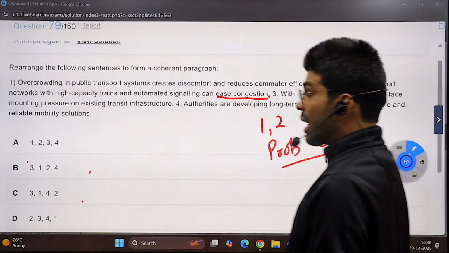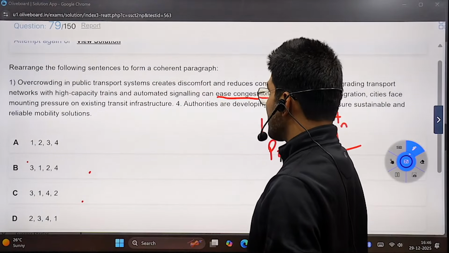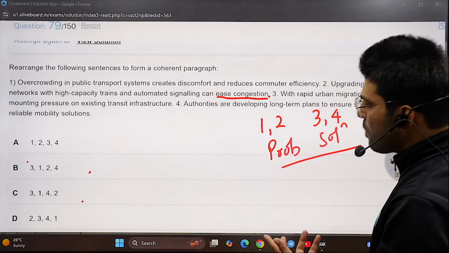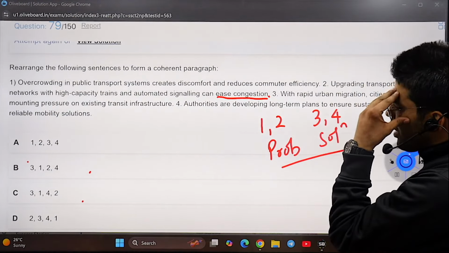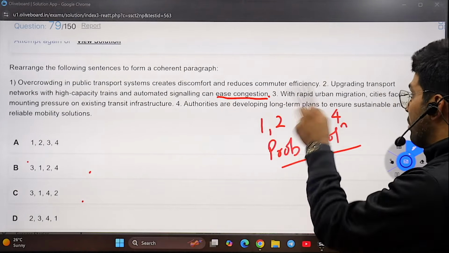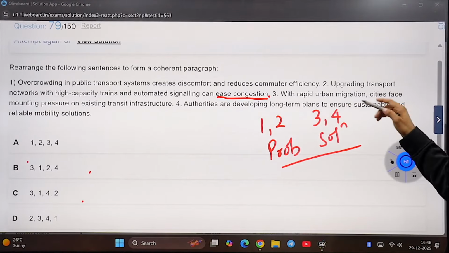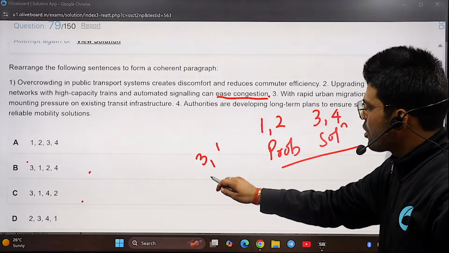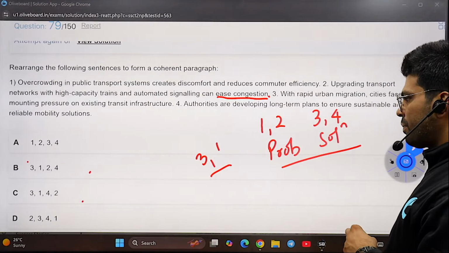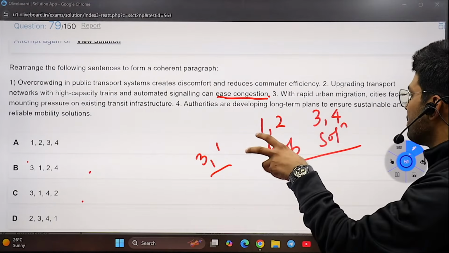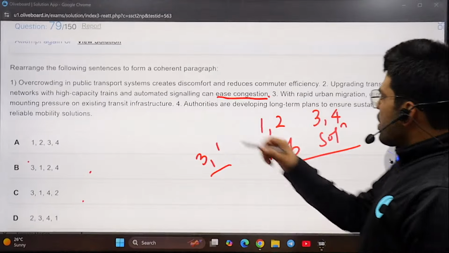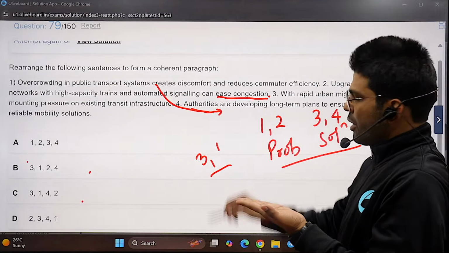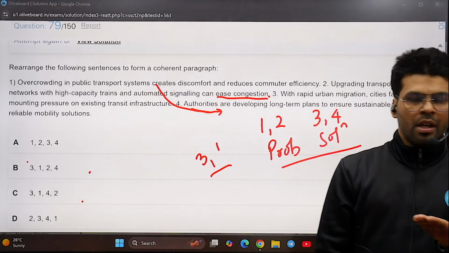Okay. Overcrowding in public transport systems creates discomfort and reduces commuter efficiency. I could have started with the first one, but why is this overcrowding in public transport systems happening? Because urban migration. Okay, got it then. So 3-1 is going to be for sure. Now solutions, that's the problem. What about the solution? So authorities, it brings the tone from the problem to the solution. Soft transition.